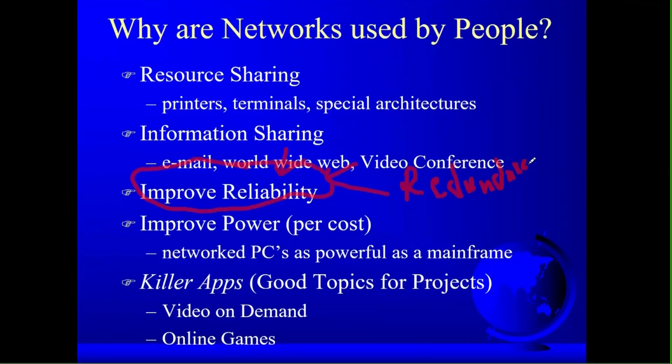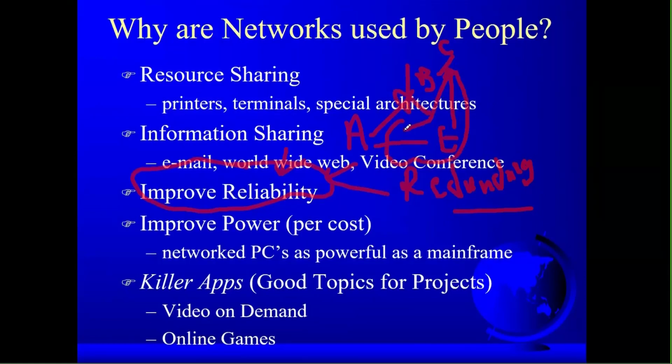Networks improve reliability because of redundancy. Long story short, if you have a backup, I could automatically back it up in multiple locations. So in case something happens, I still have another path. So if A is connected to B, connected to C, I could also have A connected to E, connected to C. So if this goes down, I have a redundant path that will allow me to connect, therefore improving reliability.